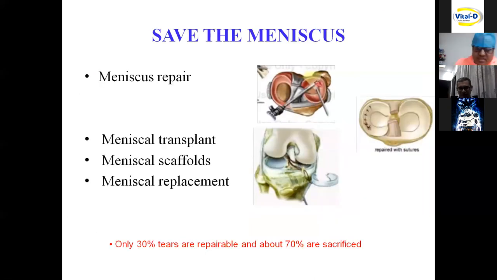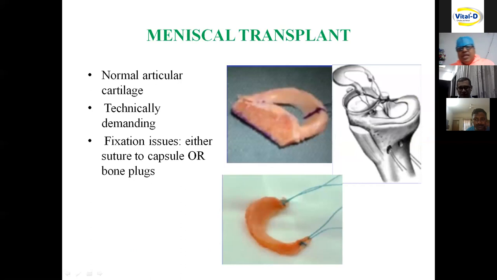Now comes save the meniscus. This is our philosophy. The main topic is that we have to go for repairing the meniscus. There are other options for treating the meniscus. Meniscus transplant is being done in developed countries. There are meniscal scaffolds and artificial meniscus replacement also occurring in developed countries. For repair, there are three techniques: inside-out, outside-in, and all-inside technique of meniscal repair. These are some theoretical pictures. Meniscal transplant is also, this is natural.